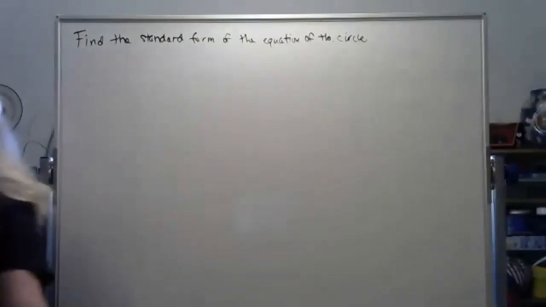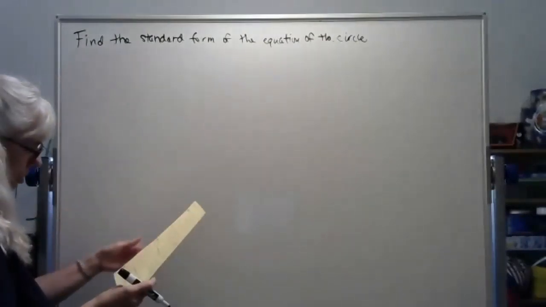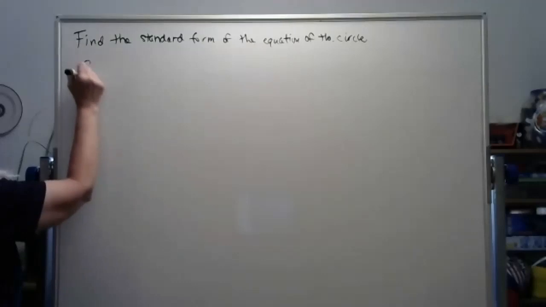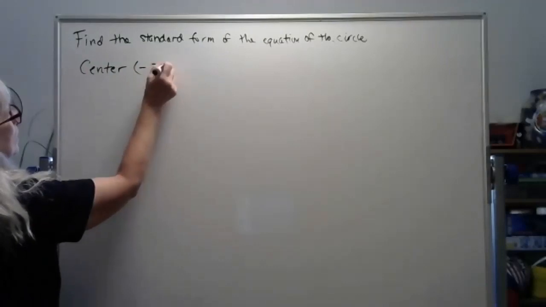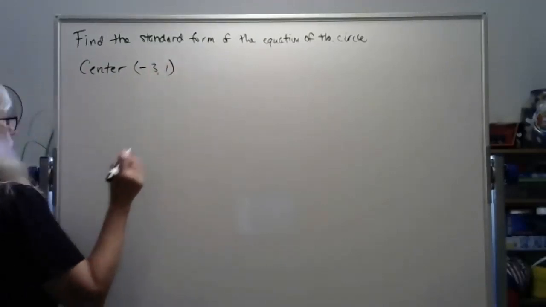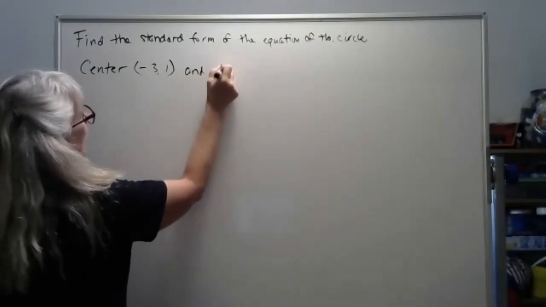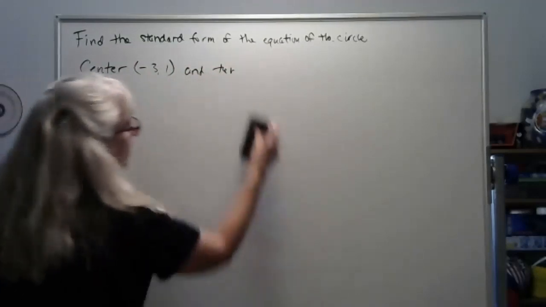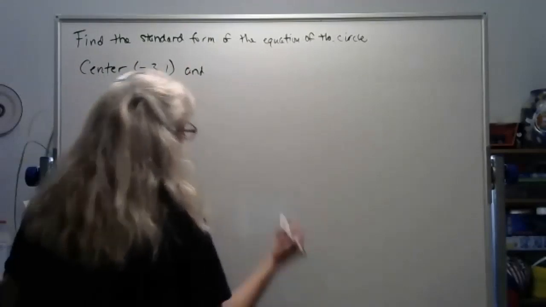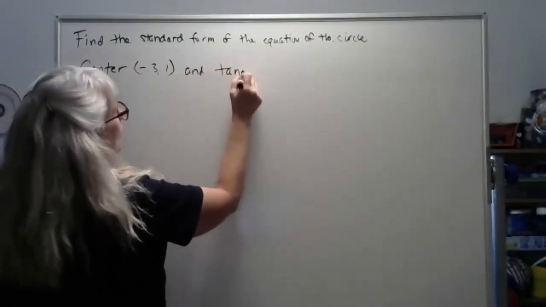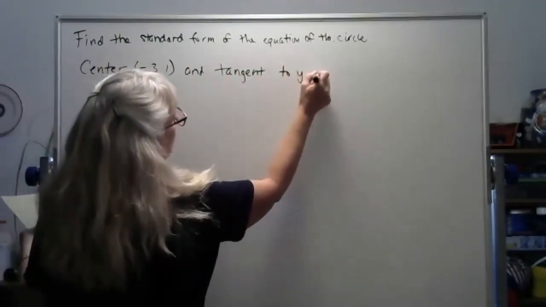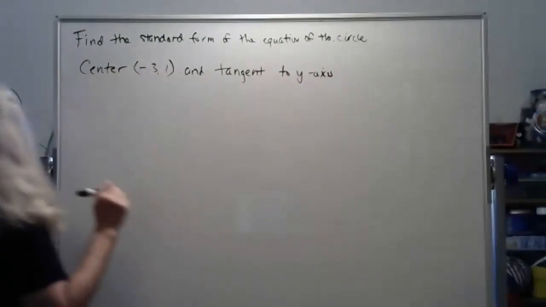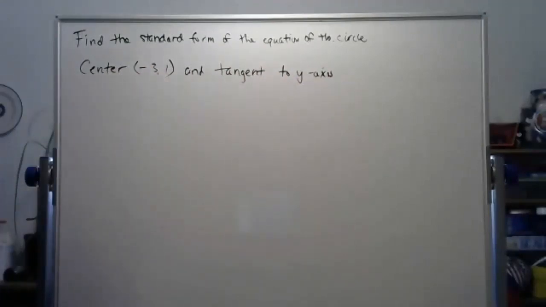Okay, so the next one, same directions. We want to write the standard form of the equation of the circle that has the center at the point -3, 1, and is tangent to the y-axis. So our center this time is at -3, 1, and it's tangent to the y-axis.